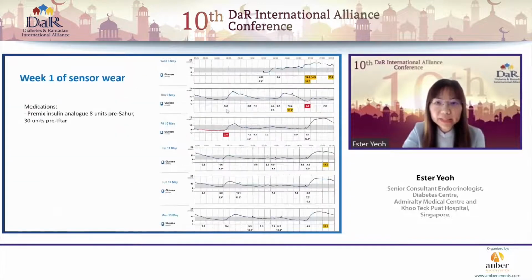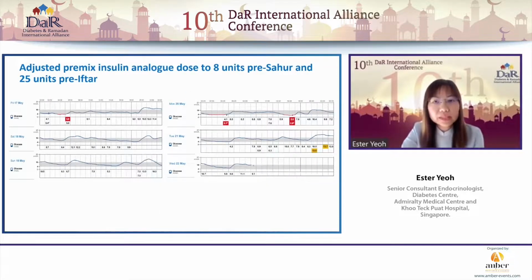Now, based on this, when he came back with the interim download at the end of week 1 of wearing the sensor, because of the dip trending on the lower end pre-iftar, the physician decided to adjust the insulin to 8 units pre-sahur and 25 units pre-iftar. So this is the second week premixed insulin analog. These are the sensor readings for the second week based on the medication adjustment.